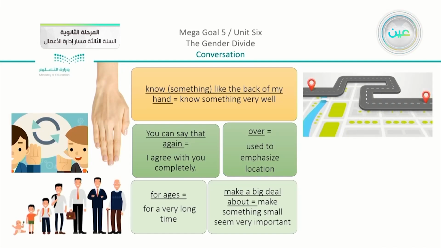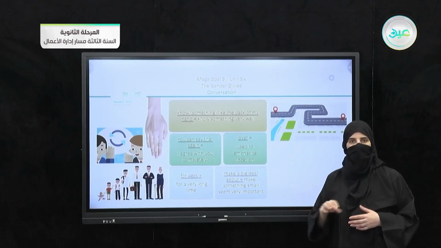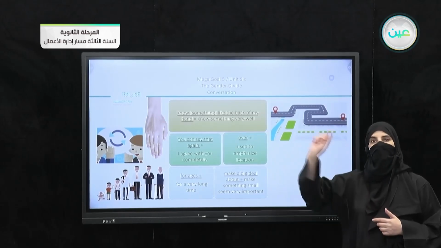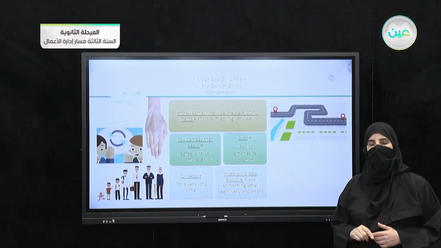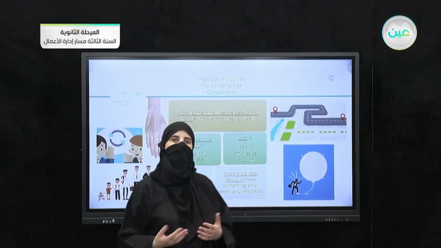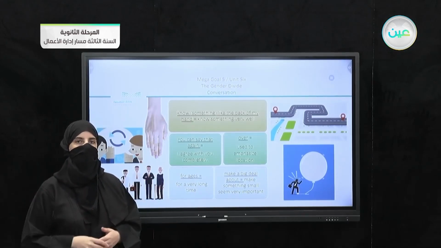Now you can see that we have here a map. We have here location. Now you can see that we have here two locations. One is here and the other is over here. Now over is used to emphasize location. When you say that I have a book or I have something over there, you are emphasizing the location of what you are talking about. The last one, to make a big deal about something, is actually making something small seem very important. When I mention to you that we are making a very big deal about being lost, it means that it is something simple and we are making it bigger.